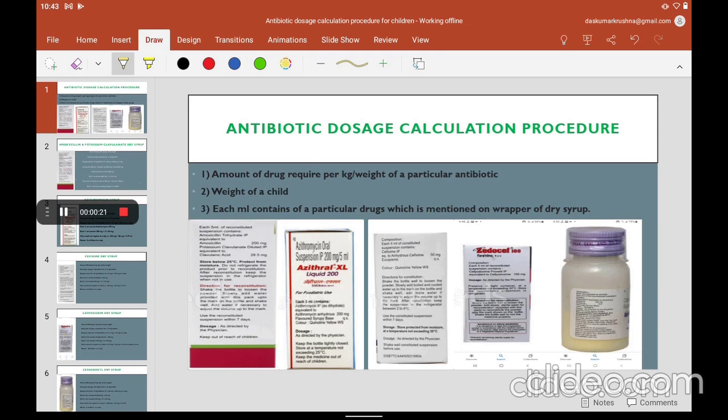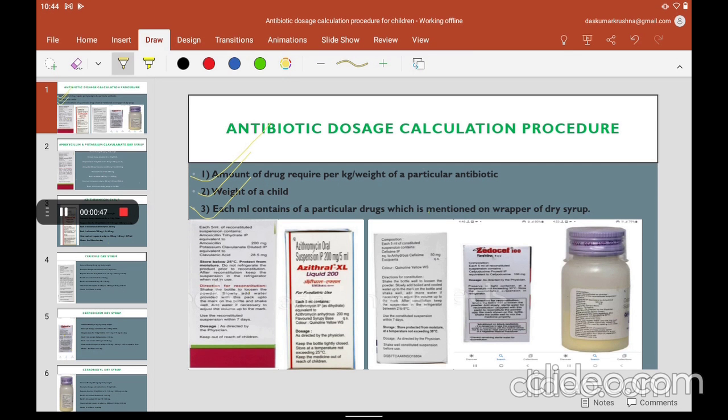Before going to discuss, we need to know three important points. Number 1, the amount of drug required per kg body weight of a particular antibiotic. Second, the weight of the child. Third, the content per ml of a particular drug, which is mentioned on the wrapper of a dry syrup.